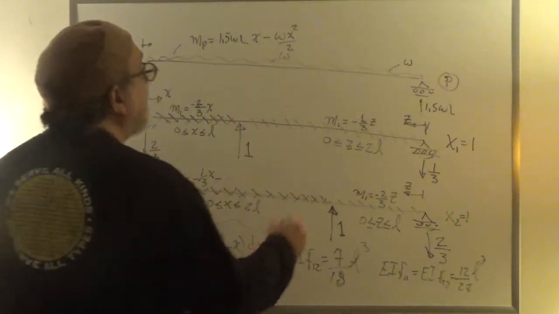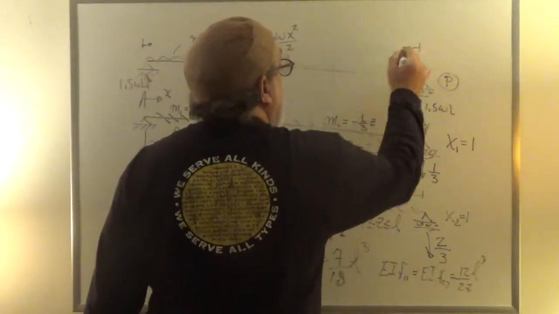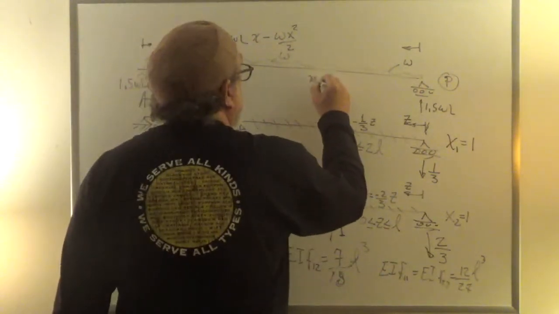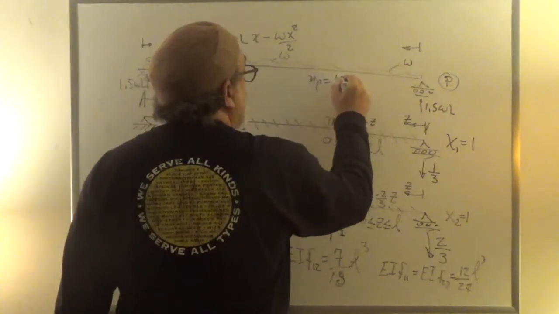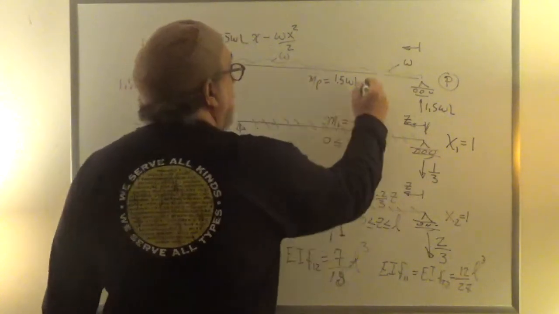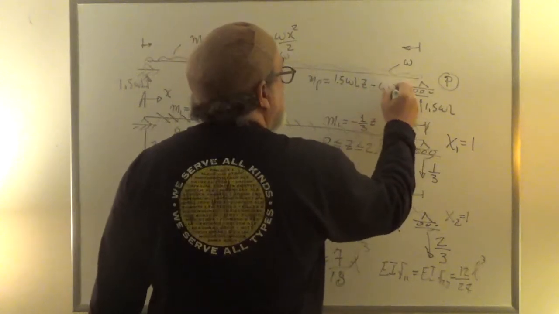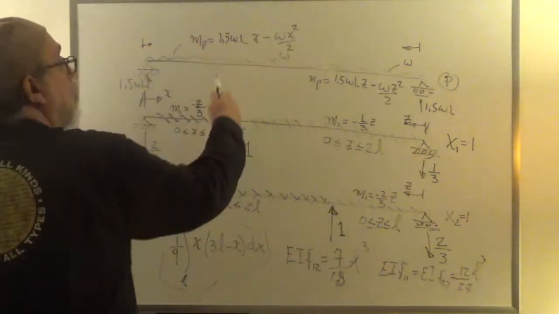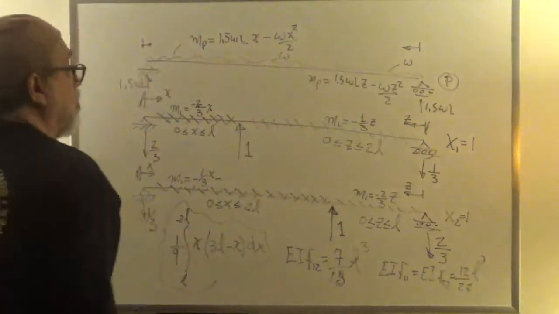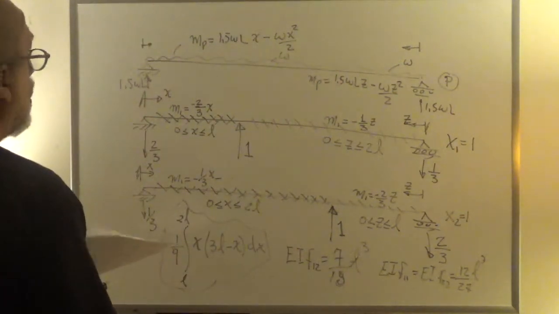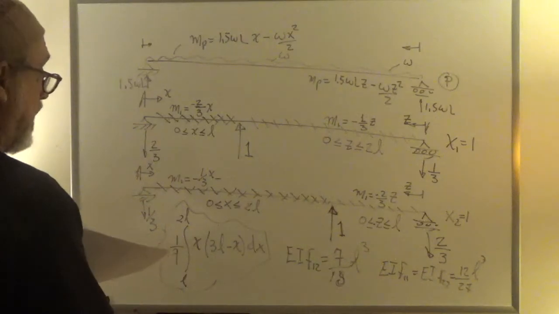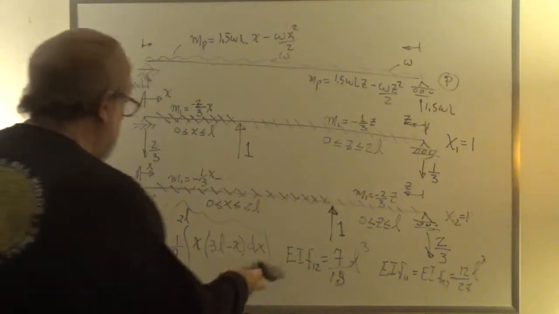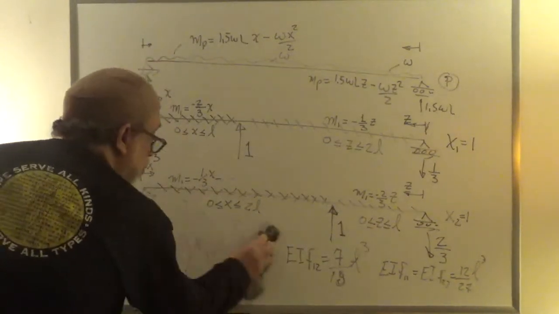And if we wanted to start from here, by the way, right, we would get that MP is also described by 1.5 WL times Z minus W times Z squared over 2, right? So this is a full expression for the moment. This is also a full expression for the moment. Now, given those, let's see, what can I do without erasing it? I don't seem to have much room to do anything.